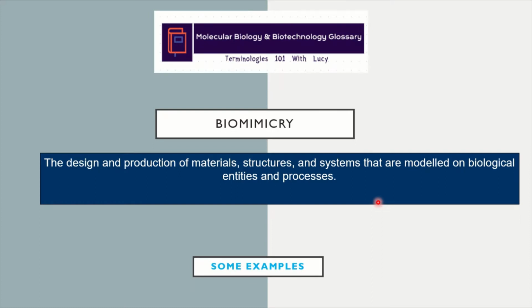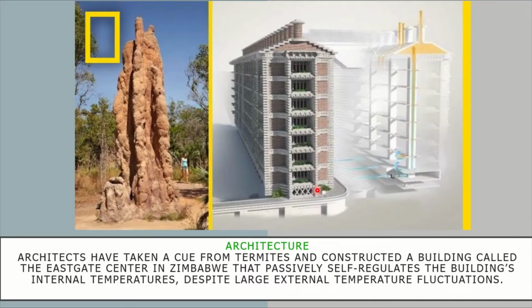Biomimicry is the design and production of materials, structures, and systems that are modeled on biological entities and processes. It is some sort of nature-inspired production. So you use nature to design a material, a structure, or a certain system, because nature and biology already provide the mechanisms of action of those particular organisms, plants, etc., any living organism. An example is this building in Zimbabwe.